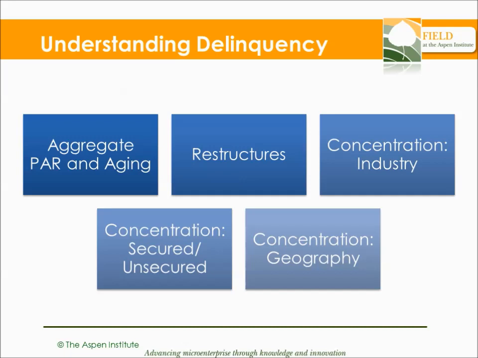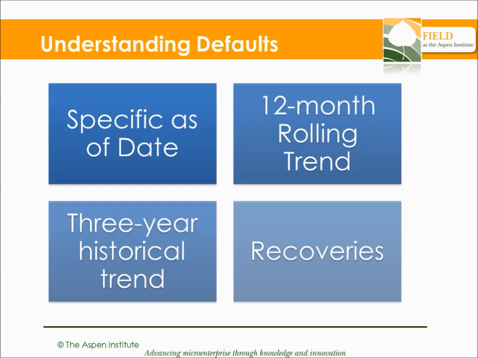Okay. Let's move on to defaults. In many ways, the way we track defaults really parallels the way we track delinquencies. We want to track by product. We want to track by concentrations of risk to see really if we have abnormal levels of defaults in the portfolio. It's also important to track both delinquencies and defaults by a specific date.